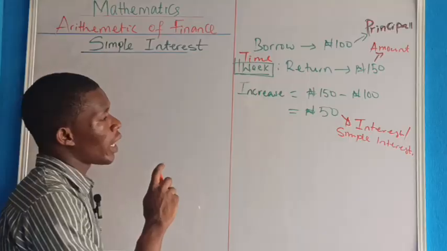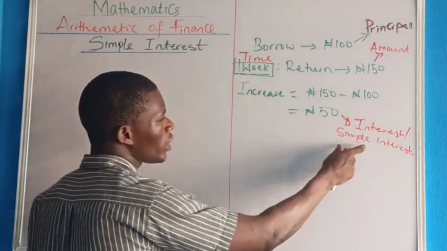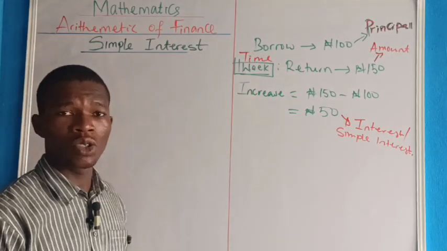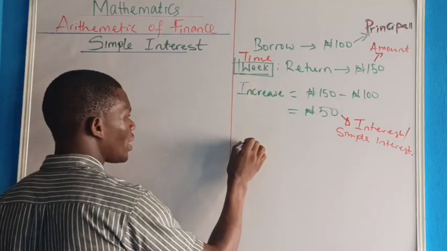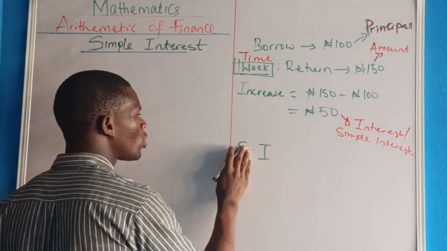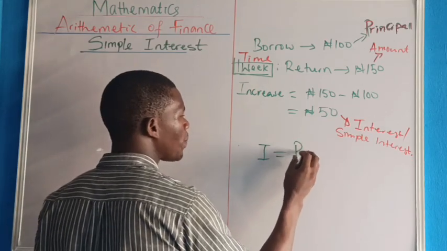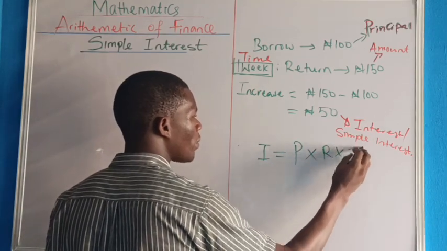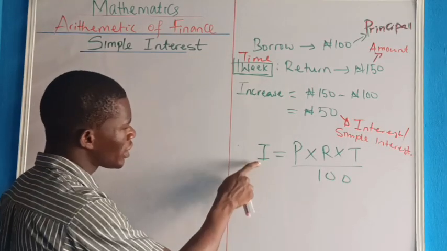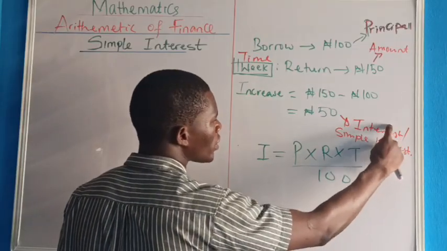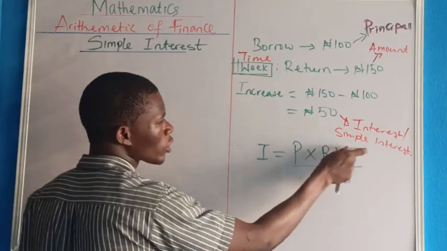So our aim is to know the formula for calculating simple interest. So the formula for calculating simple interest, or let me just call it interest, is equal to principal times rate times time over 100. So this is the interest, just like the 50 naira or the increase that we calculated here.